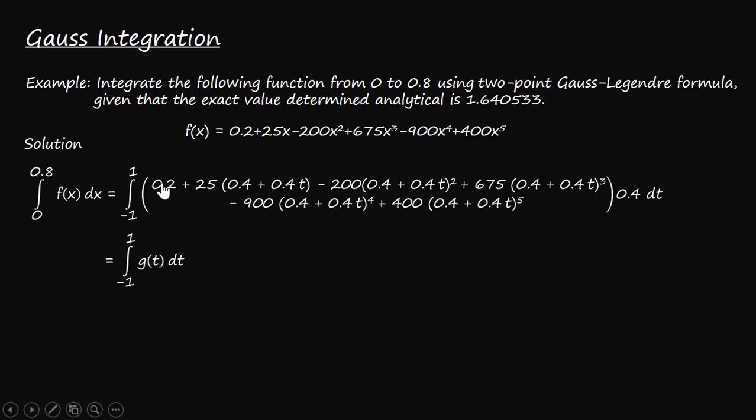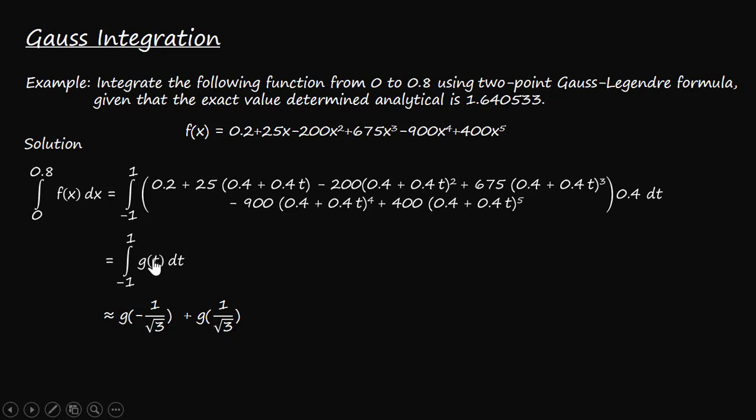Now when we multiply this expression in the parenthesis with 0.4, we will get some expression with the variable t. Let's represent that function as g of t. Now we are integrating the function g of t with respect to t from -1 to 1. Since the limits of integration are now changed from 0 to 0.8 to -1 to 1, we can now apply the 2-point Gauss-Legendre formula to evaluate this integral. So this integral value can be approximated using the 2-point Gauss-Legendre formula as the function value at -1 upon square root of 3 plus the function value at 1 upon square root of 3.